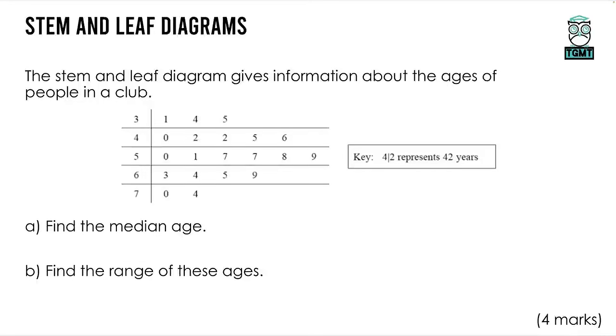Onto a stem and leaf diagram, we are finding the median and the range from a stem and leaf. So it says here, the stem and leaf diagram gives the information about ages of people in a club. And again, the key is really important. It tells us that 4/2 is 42 years.